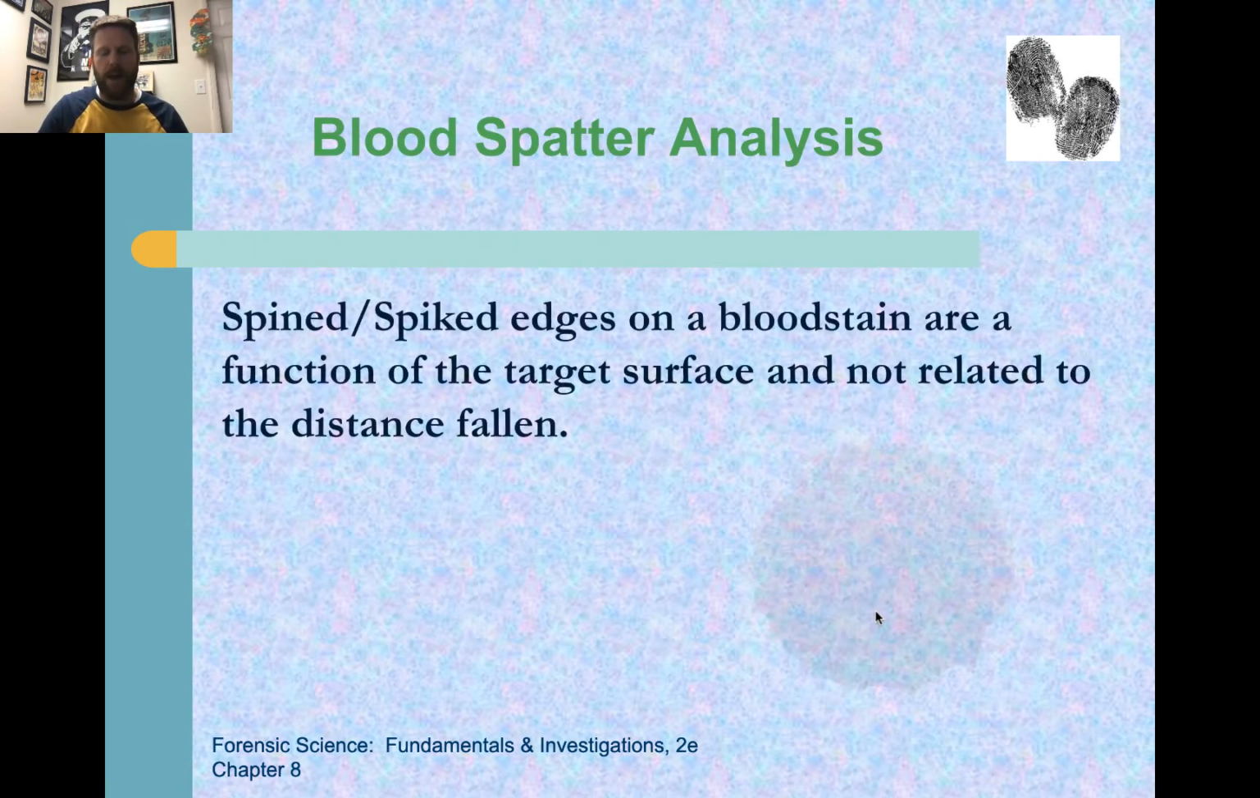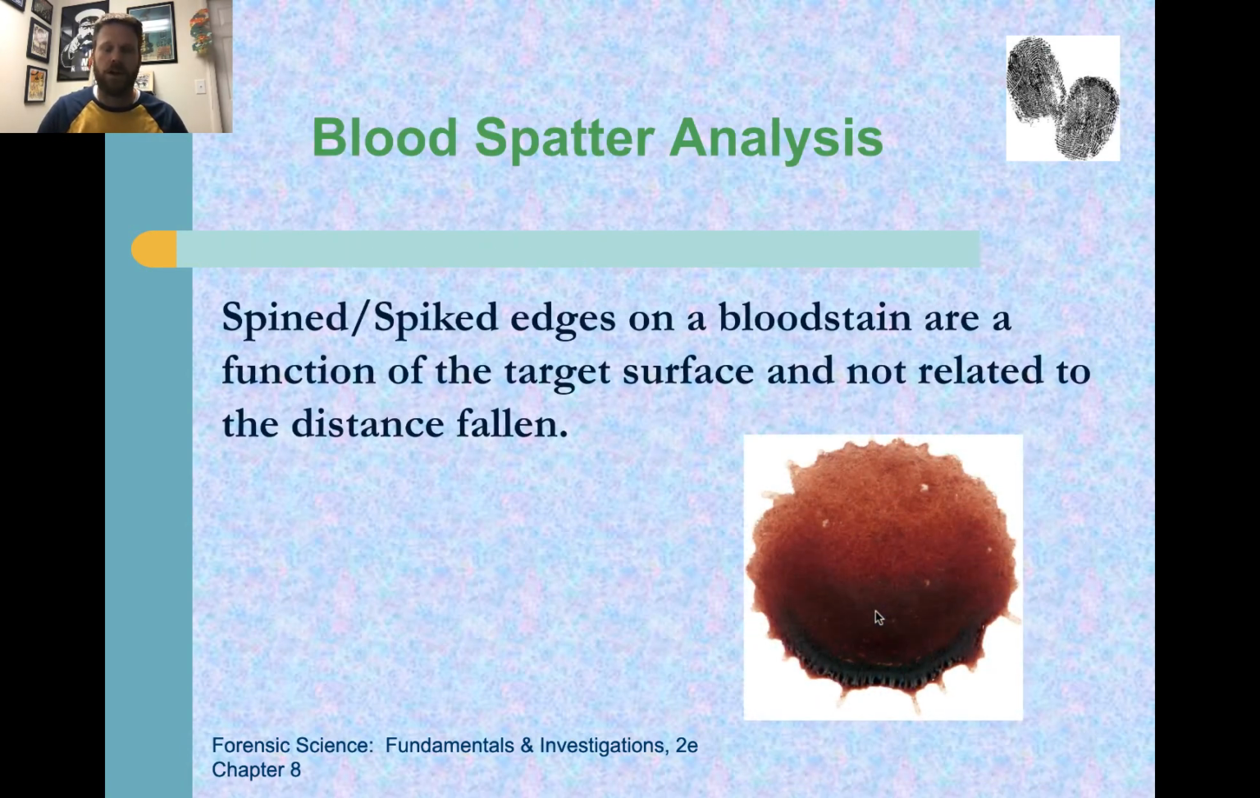Now the spiking pattern, like I said, depends on the surface it contacts. If it hits a porous surface, the blood drop will form more spikes. If it hits a smooth surface like glass, the blood will not have spikes. And it doesn't matter how high you drop it from. The spikes are because of the surface it hits, not because of the impact with whatever it hits.